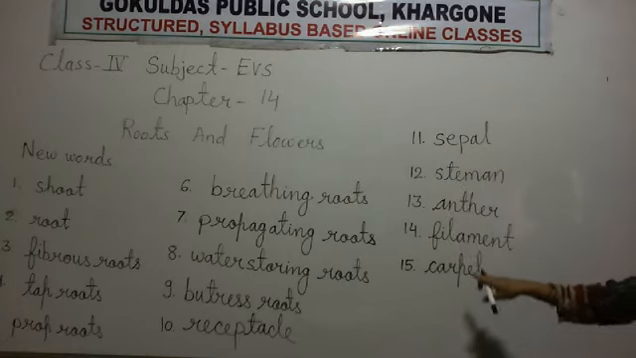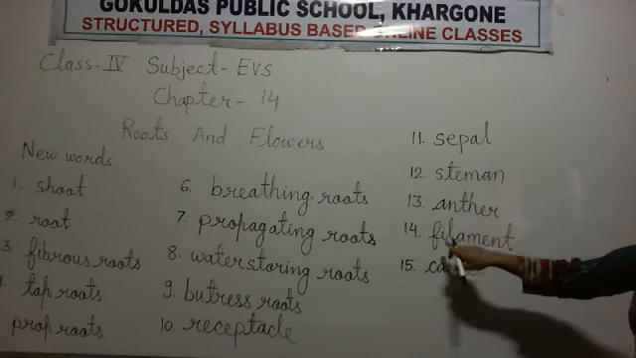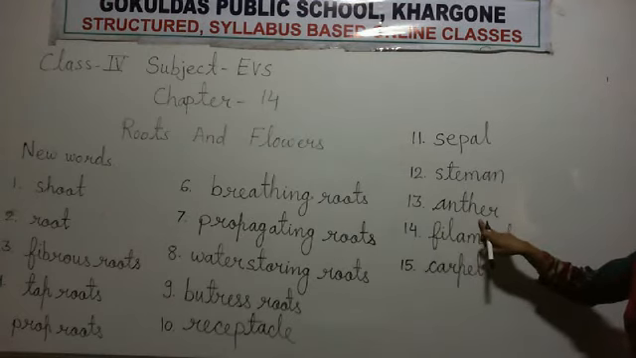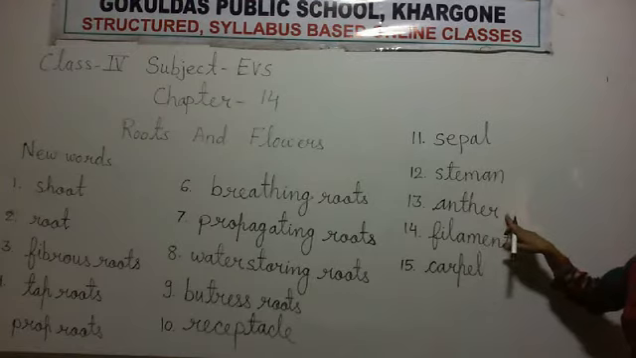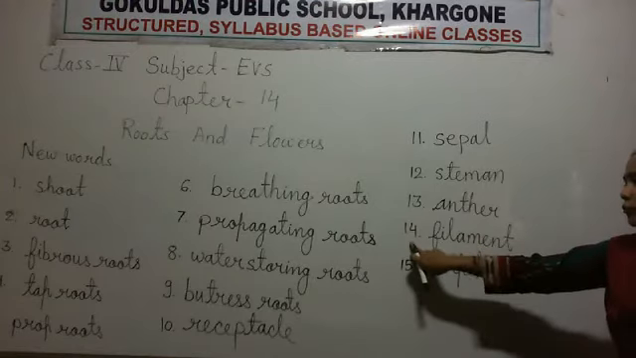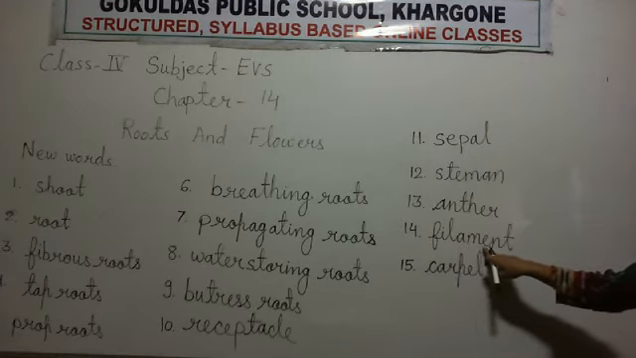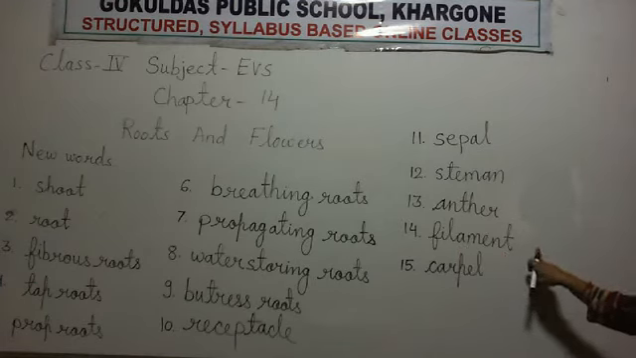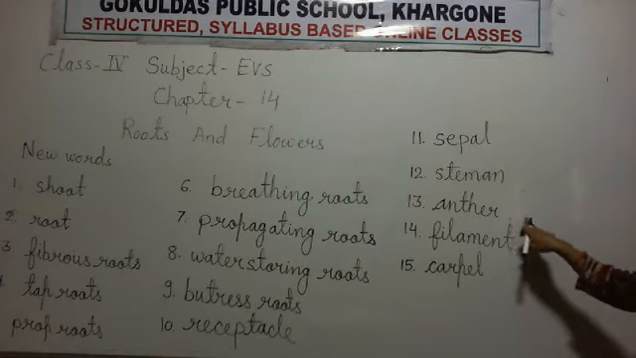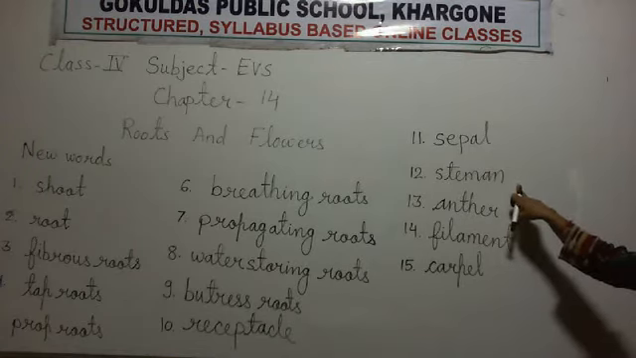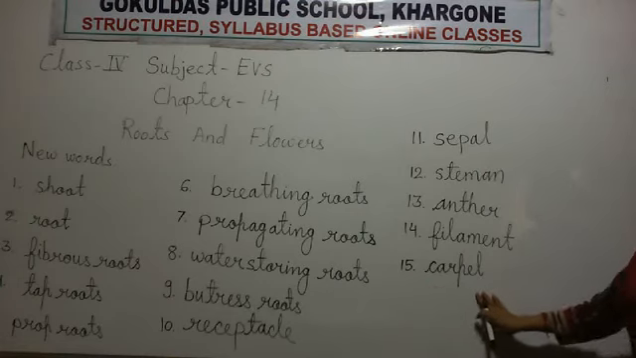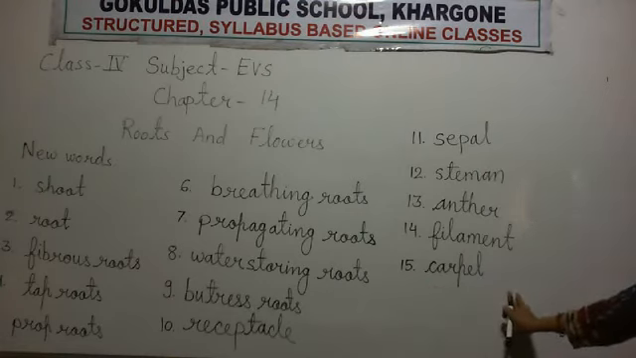Stamen. What is the stamen? Male part of a flower. Now the 13, anther. Anther is a part of stamen. Now the 14, filament. This is the part of stamen. Means anther and filament make a stamen. Clear? Now the 15 number, carpel. What is the carpel? Carpel is the female part of a flower.